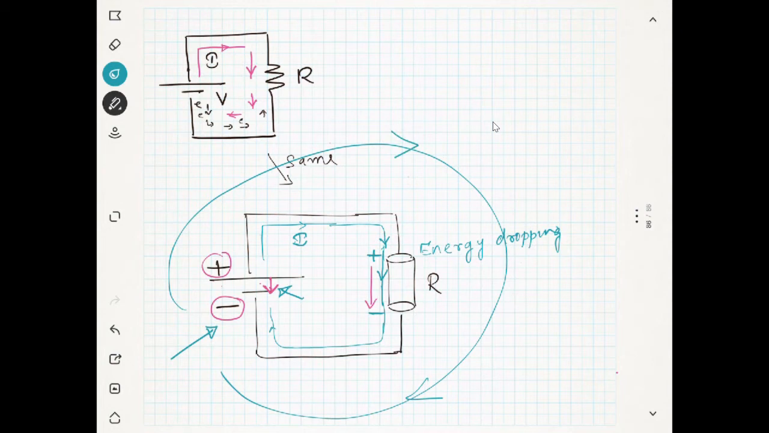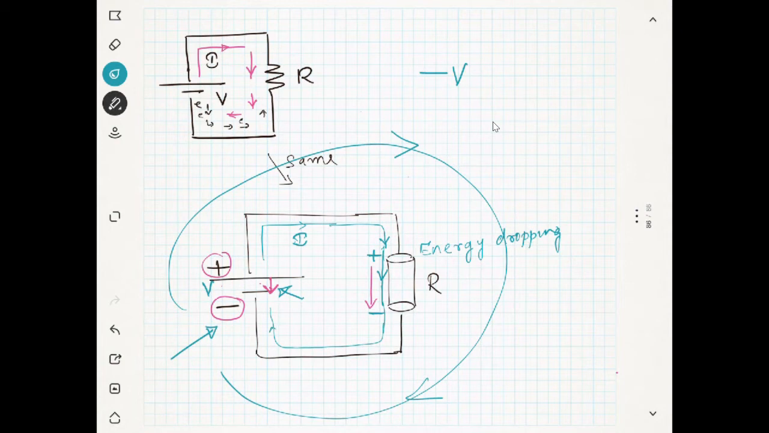If I move in the clockwise direction, whether I am going in the direction of the electric field or opposite to the direction of the electric field, in which direction am I going actually? Opposite. So I am writing this as some voltage, let's say V. Since I am moving opposite, I will assume a negative sign. So this is minus V.